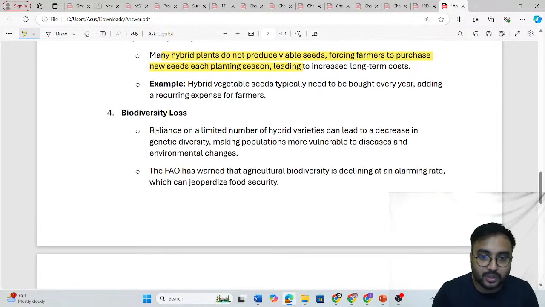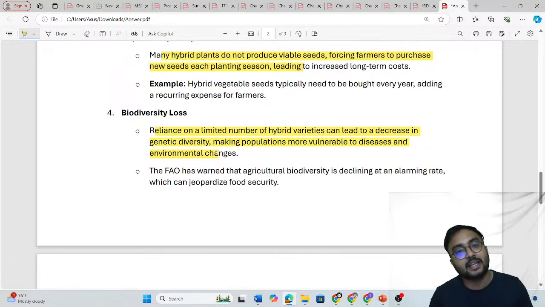And lastly, biodiversity loss also. Always remember that indigenous varieties, local varieties are also very important. So after hybridization, after crossbreeding techniques, today Jersey cows are also available in India.